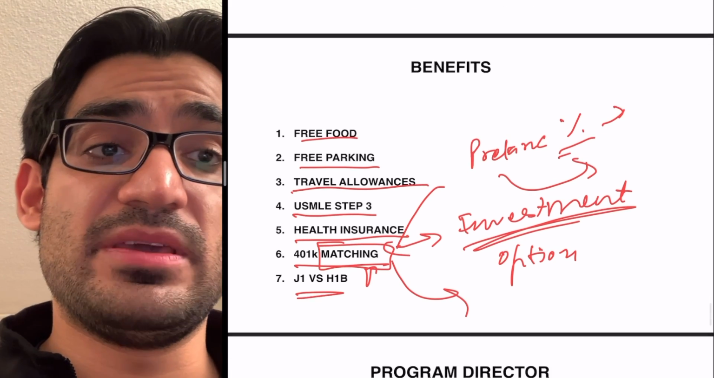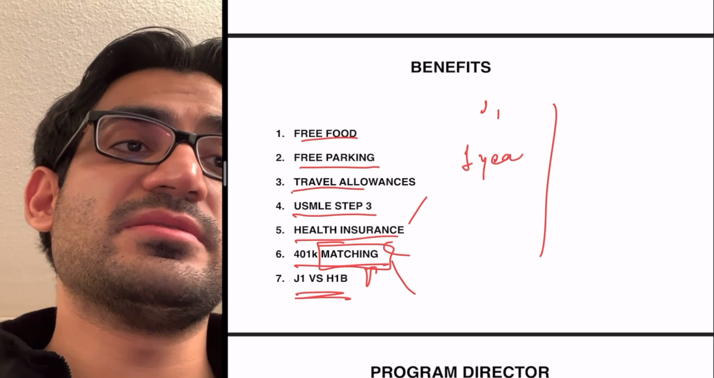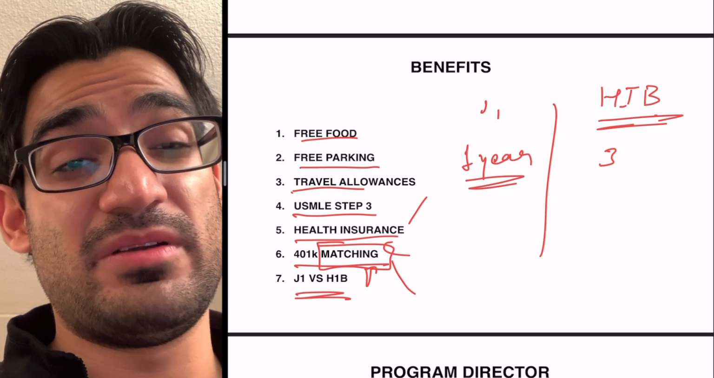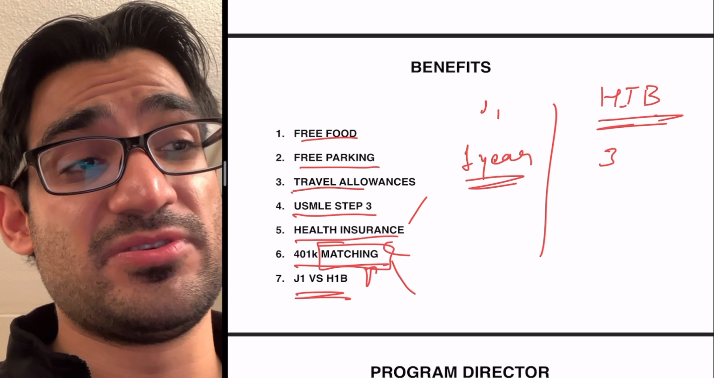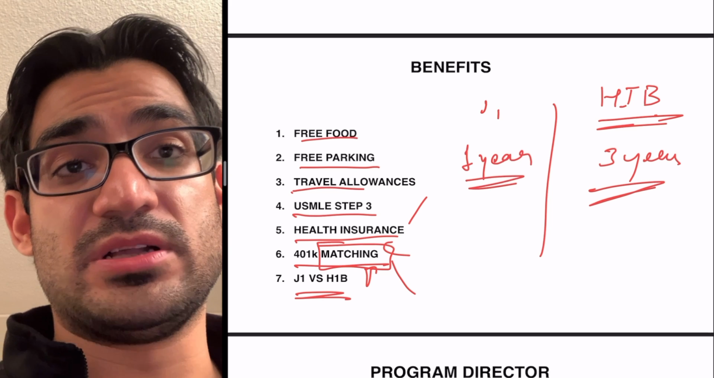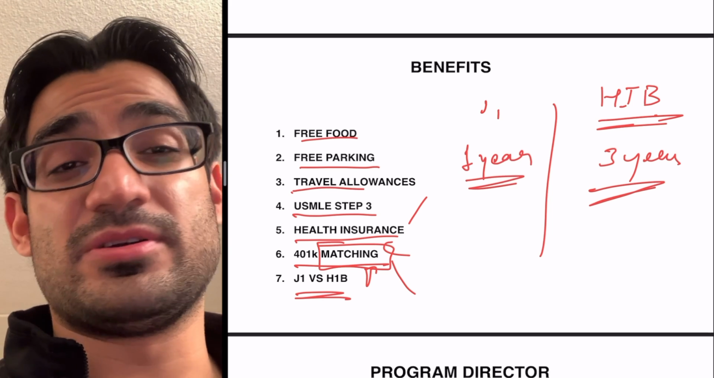J1 versus H1B visa. When we think about J1, it's about a 1-year visa, and it's an exchange visa. H1B is more of an employment visa where the hospital basically sponsors you for a 3-year period. Now, what are the pros and cons for a J1 versus H1B? I'm going to discuss the con first.